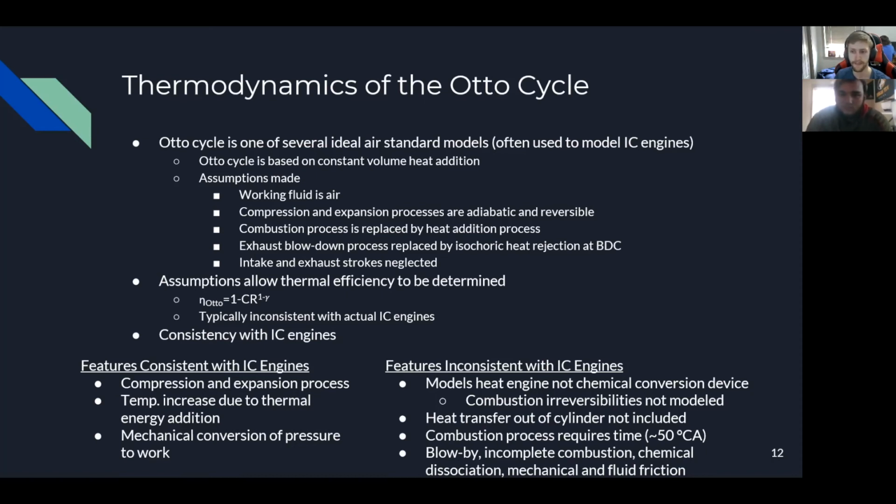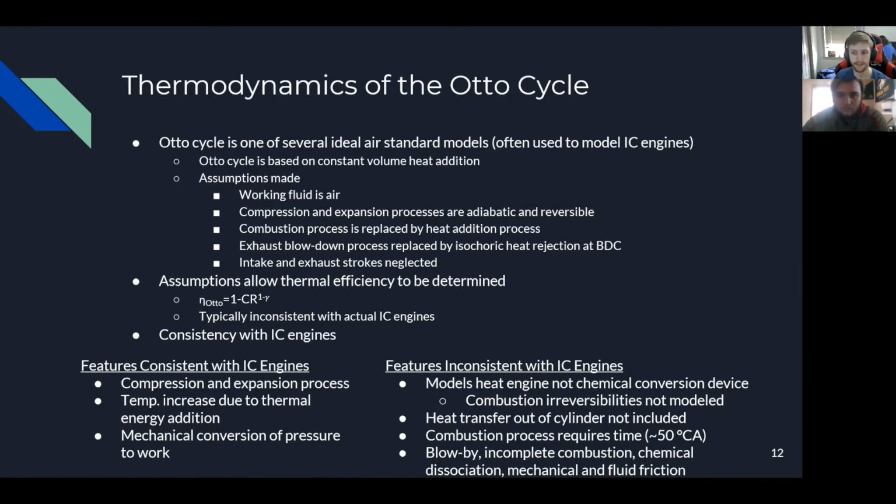Making those assumptions will allow us to calculate an efficiency, but this efficiency is typically inconsistent with that of actual engines. Some pieces of the Otto cycle that are consistent with IC engines include the compression and expansion process, the temperature increase due to thermal energy addition, and the mechanical conversion of pressure to work. However, the Otto cycle is inconsistent in that it uses a heat addition process rather than a chemical conversion process, which would have irreversibilities from combustion.